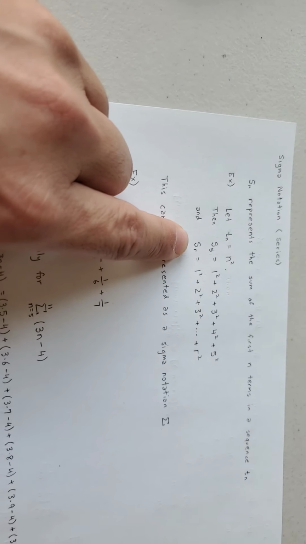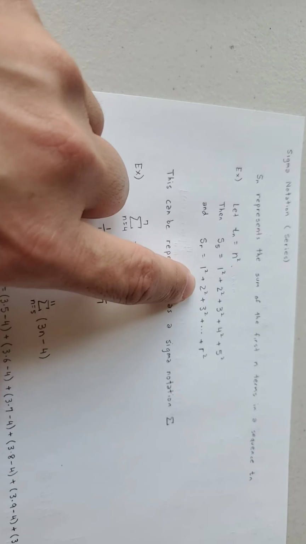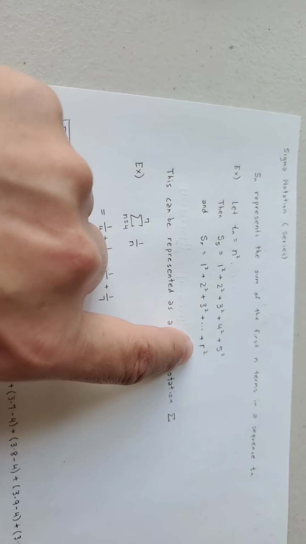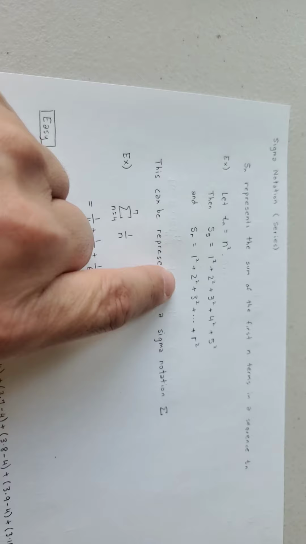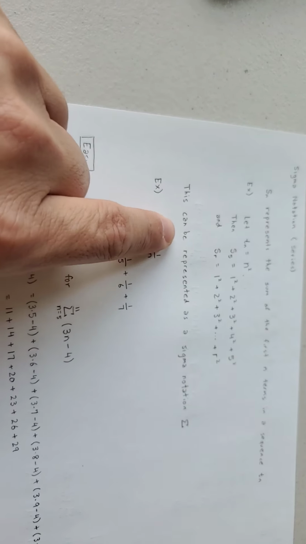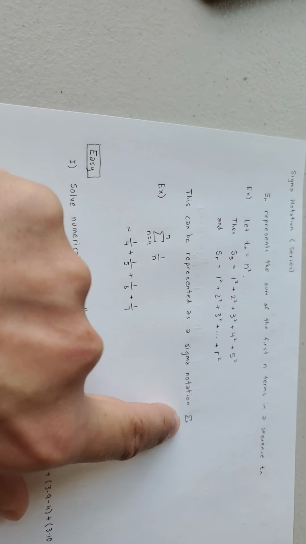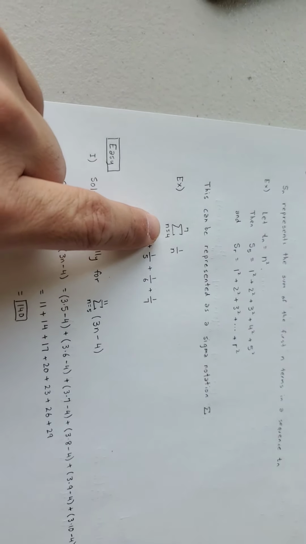Whereas S of r, meaning the sum of the first r terms, will be 1 squared plus 2 squared plus 3 squared, all the way to whatever the r-th term is going to be, and you're going to add those up. All of this can be represented by something called sigma notation, and the sigma symbol looks something like this. So here's how that would actually look.